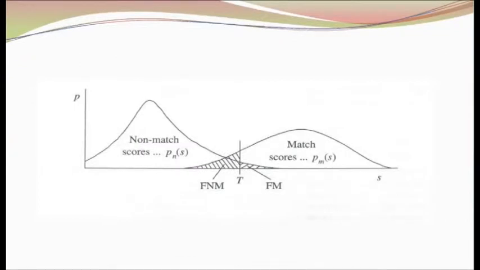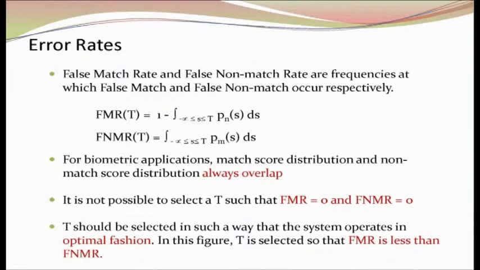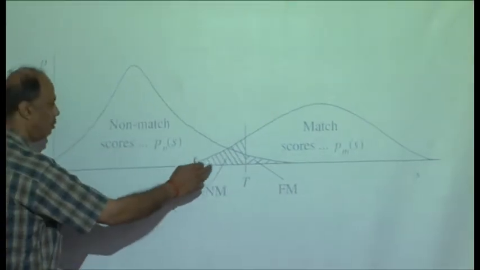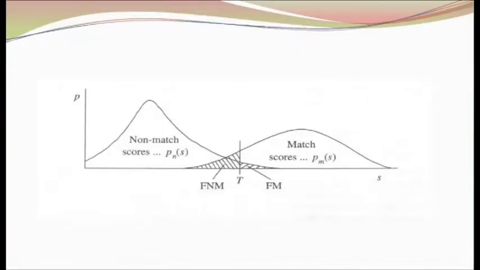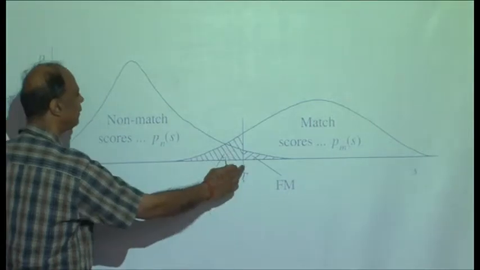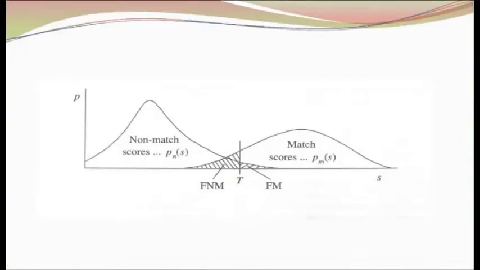Okay? So if that is the case, can I define my false match rate as 1 minus the integral from minus infinity to t of the probability density function, that is, 1 minus this graph from minus infinity to t.